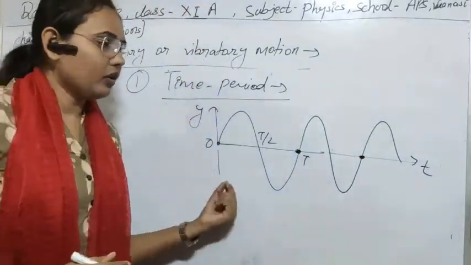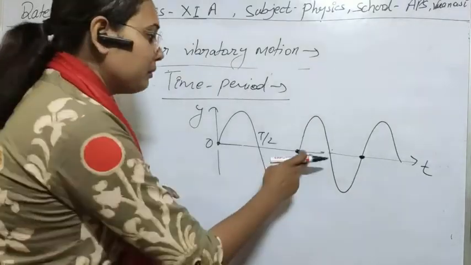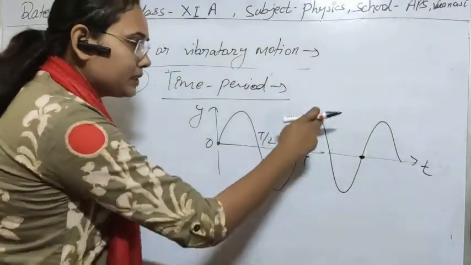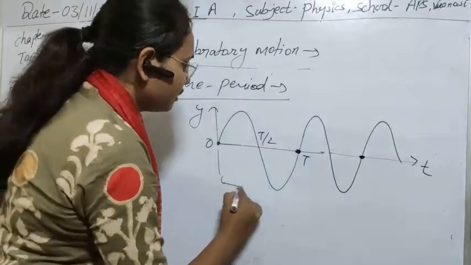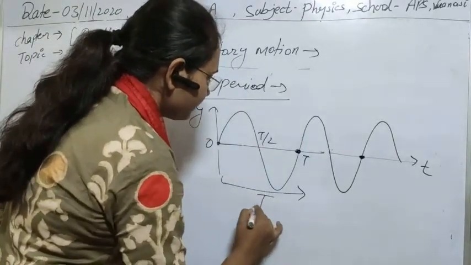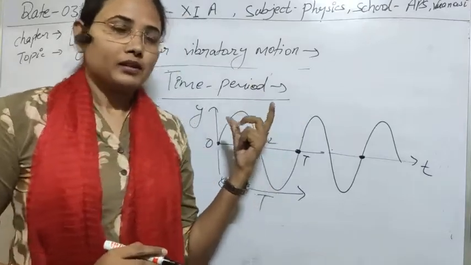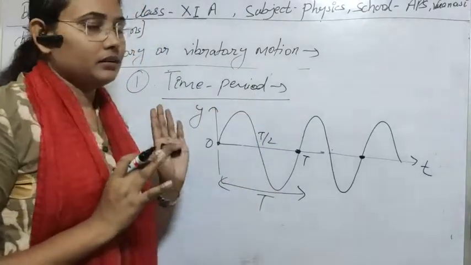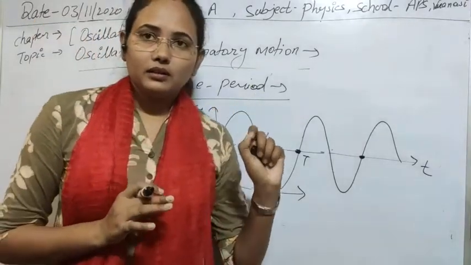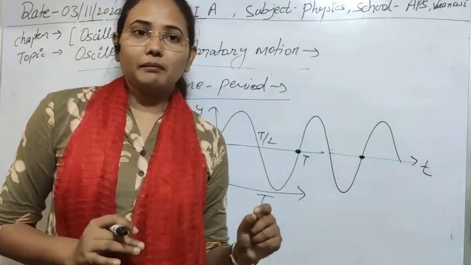So here what is the time period? The minimum interval of time after which it repeats itself is known as the time period. So this time will be known as the time period of the periodic motion or harmonic motion. I think the meaning of time period is clear.